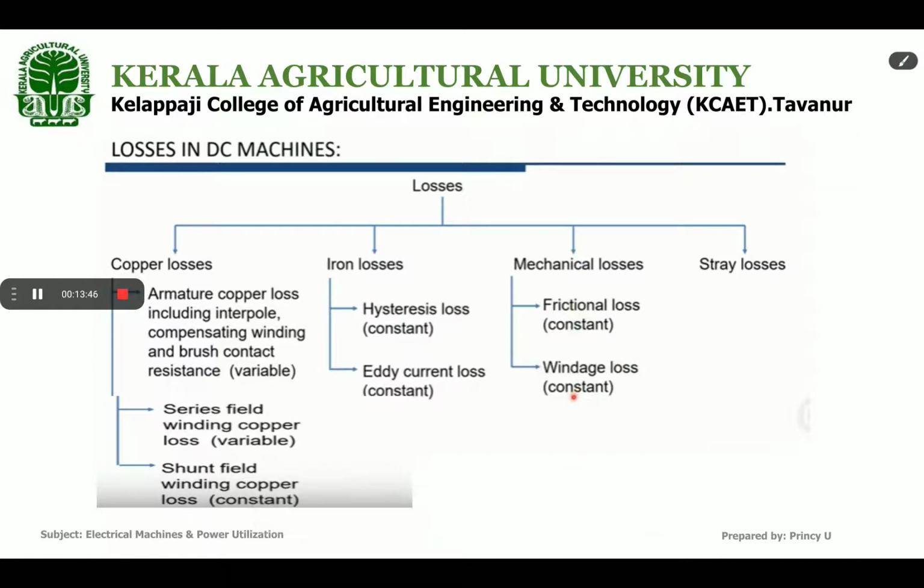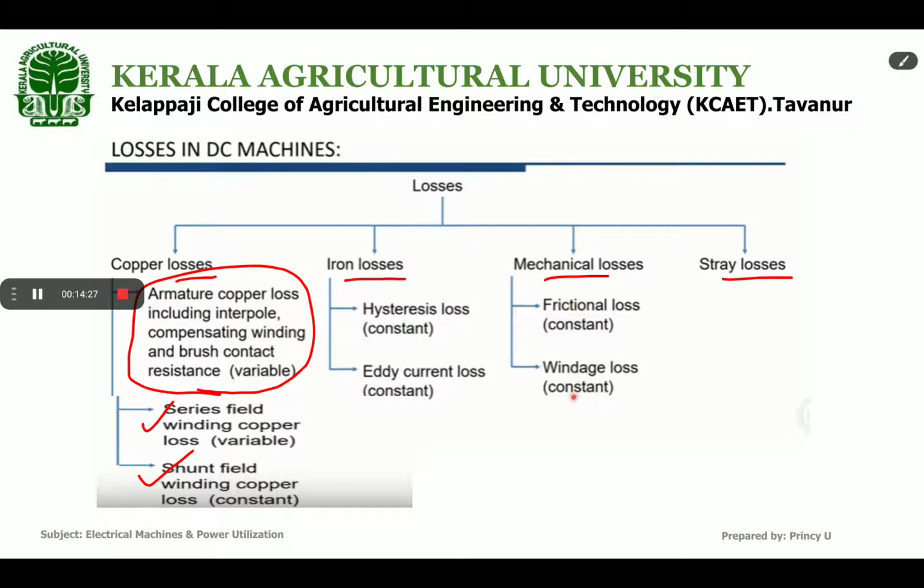Losses are mainly classified into copper loss, iron loss, mechanical loss and stray loss, in which copper losses are of three types: armature copper loss including interpole, compensating winding and brush contact resistance, and all these losses come under variable losses. Next are the series field winding copper loss and shunt field winding copper loss. These losses are present in the windings, due to the winding resistance, and these losses are variable losses.